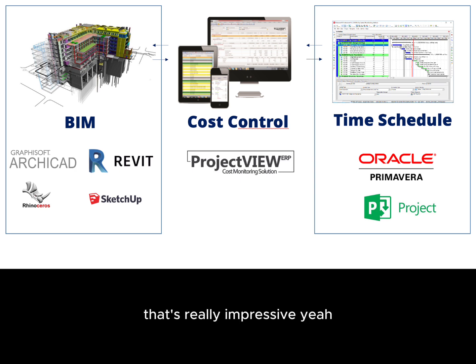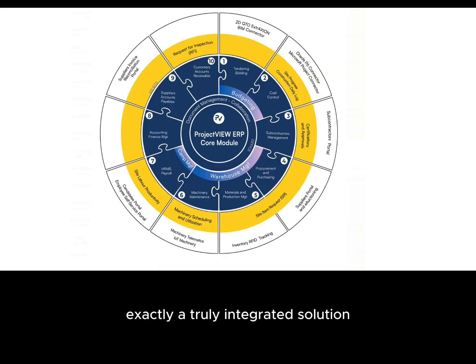That's really impressive. And it works both ways. Oh, really? You can export actual cost data from ProjectView back into Primavera P6. Wow, so it's a two-way street. It is. The schedule's informed by the cost information, and the budget reflects the latest schedule updates. Exactly, a truly integrated solution. No more data silos. Everyone's working from the same playbook.